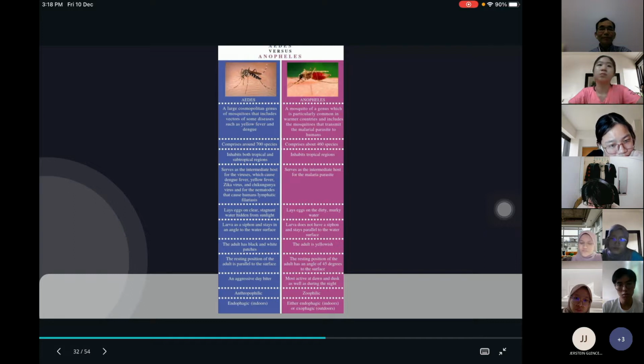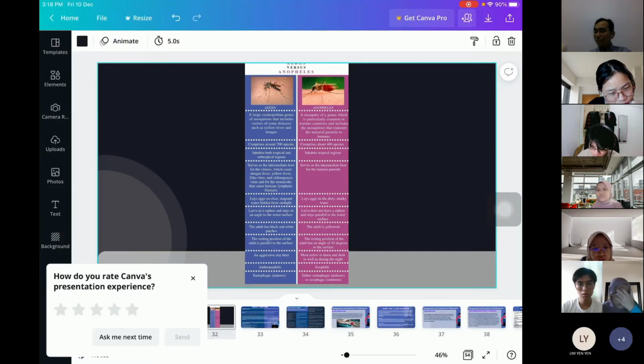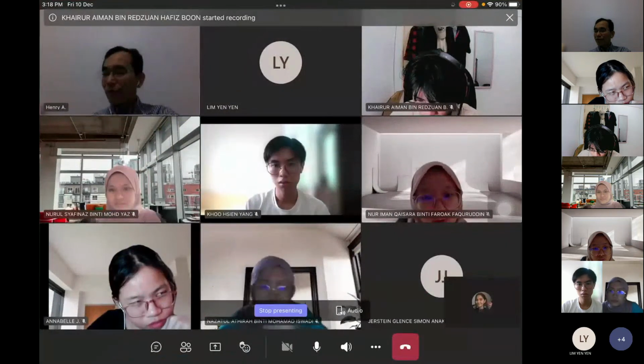Looking at the siphon, the larva has a siphon and stays angled to the water surface, but Anopheles doesn't have a siphon and stays parallel to the water surface. Aedes is an aggressive day biter, but Anopheles bites at dawn and dusk and during the night, just like what Aiman explained just now. And Aedes is anthropophilic, while Anopheles is zoophilic. I think that's the basic thing that we need to know. That's all from me.